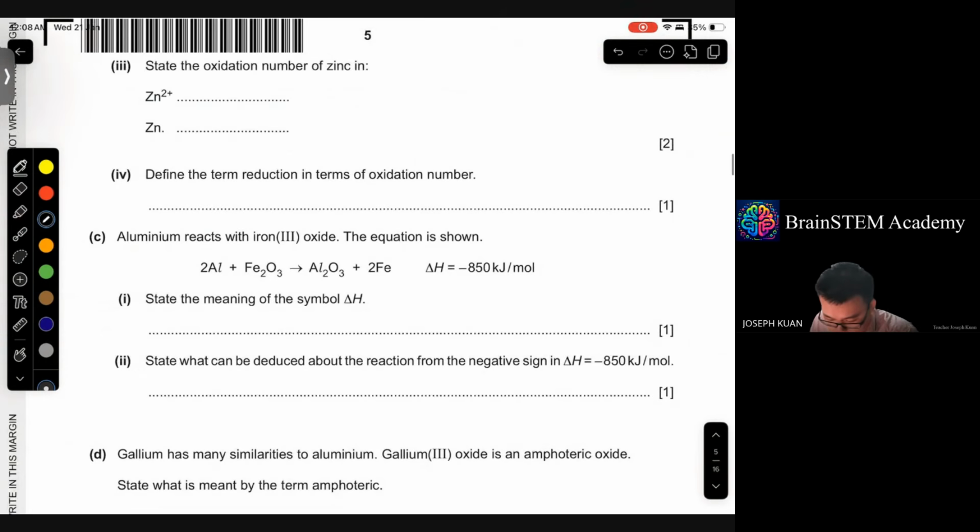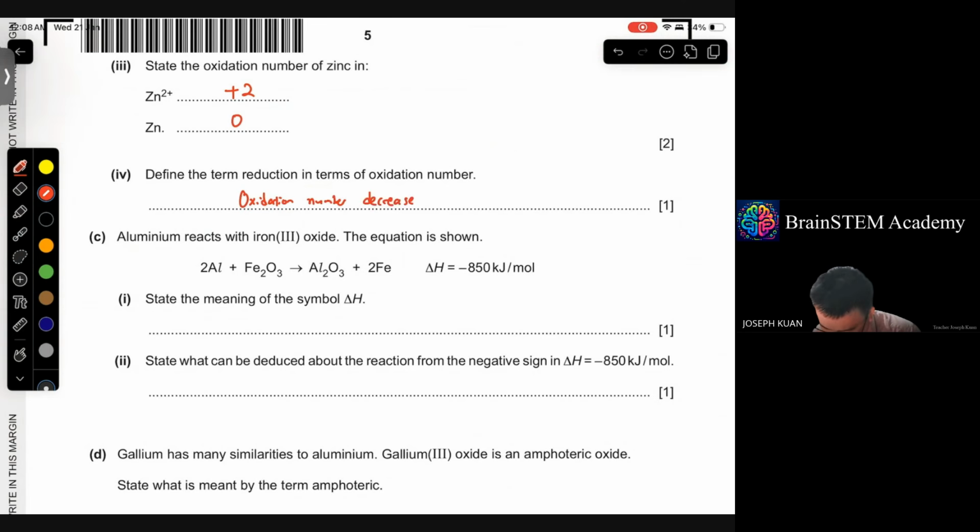Okay, then next, take the oxidation number of zinc in these two. Oxidation number is basically, you can think of it as charge. So this is +2, this one is no charge, so 0. Then define reduction in terms of oxidation number. So oxidation number decreases. That's all.